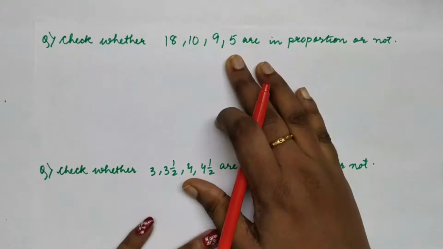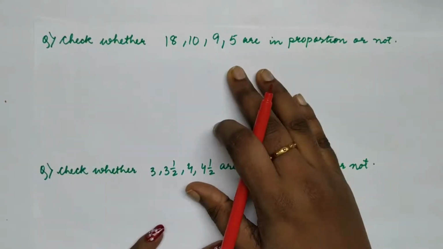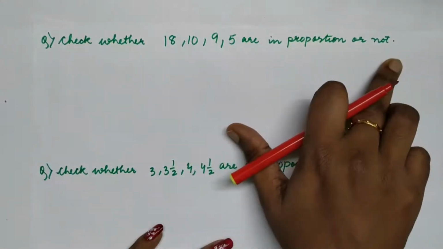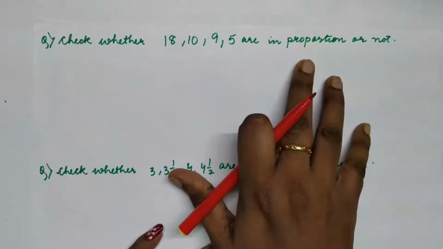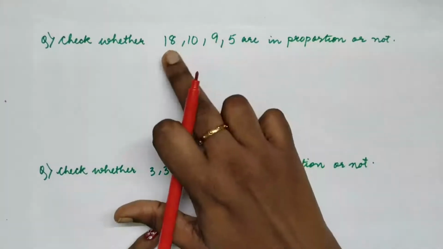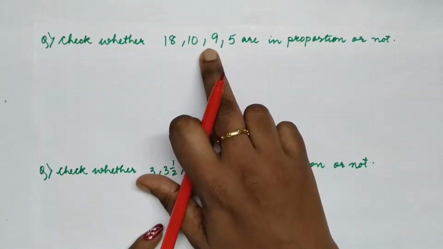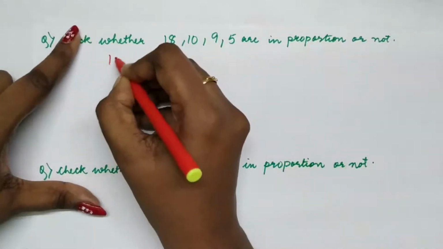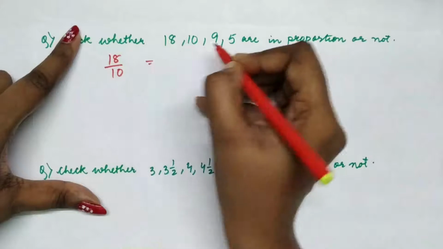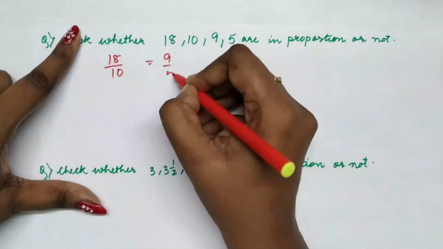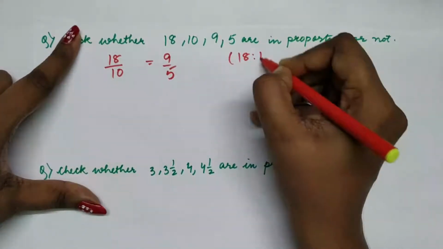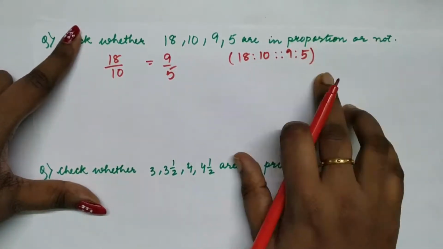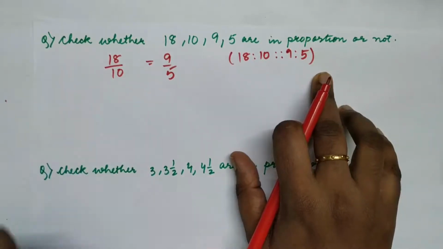Now I have two questions in front of me. It is asking me to check whether 18, 10, 9, 5 are in proportion or not. So we have to simply check whether they are in proportion. You know the concept. Now these are the two extremes, these are the two means. So let us use the theory that 18 by 10 is equal to 9 by 5, assuming that all these are in proportion. Suppose this is a question and I have to prove that they are in proportion or not.